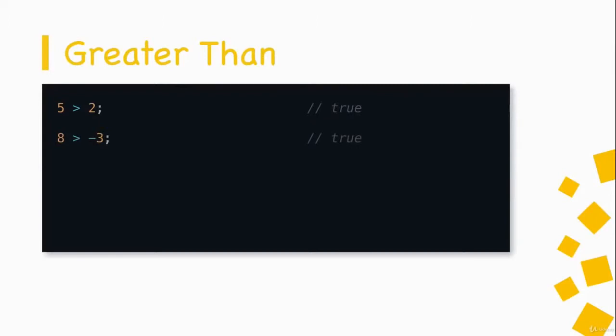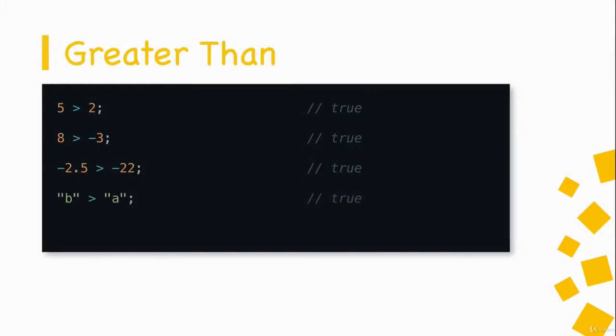And similarly, positive numbers are always bigger than negative numbers, so 8 is greater than minus 3, which is true. And when it comes to negative numbers, the smaller the number is, or the closer it is to 0, the bigger it is. So minus 2.5 is actually bigger than minus 22, and it returns true.